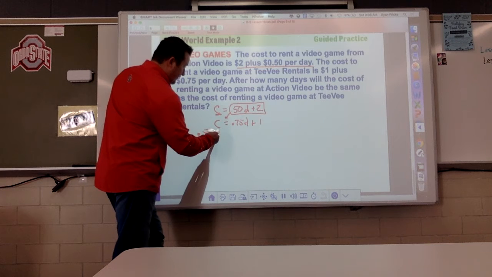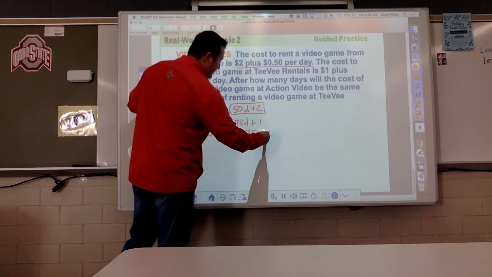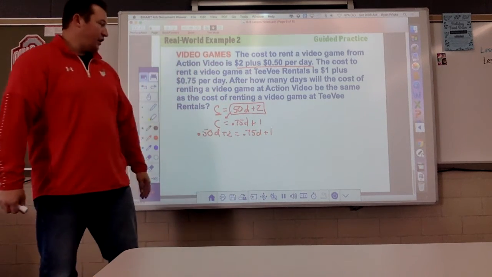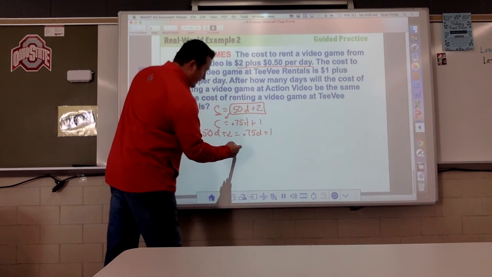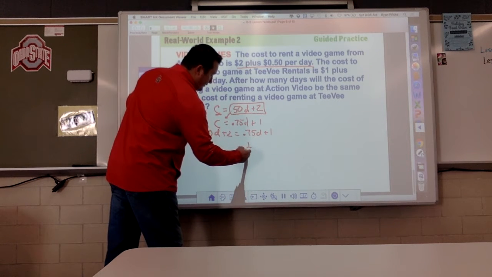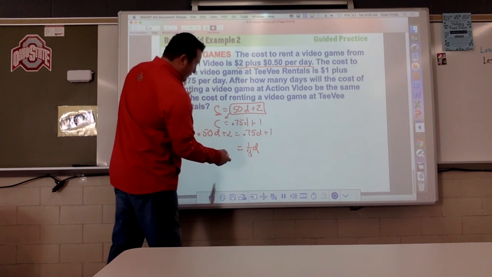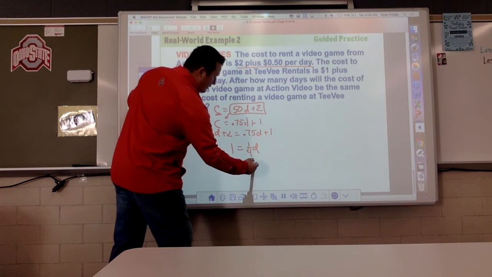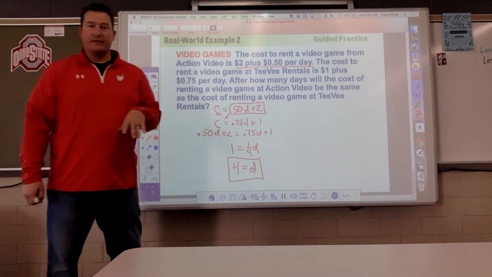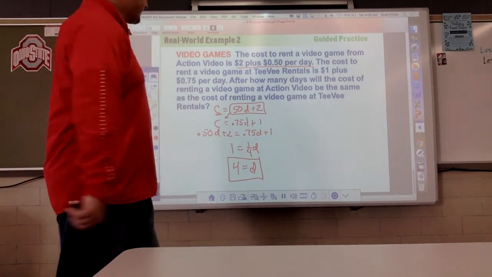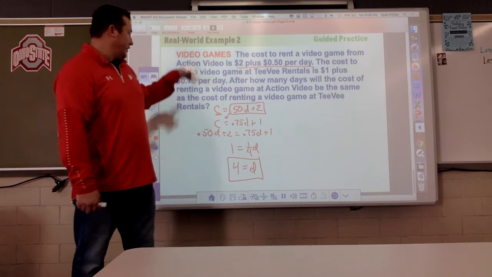All right, 0.50D plus 2 equals 0.75D plus 1. Solve now for D. So guys, I'm going to move 50 cents over here. I like fractions better, so I'm just going to say 1/4, which is the same as 0.25. We're going to move this over here. That's going to be 1. We're going to multiply by 4. We are going to get 4 days. You guys good with that? Of course you are.